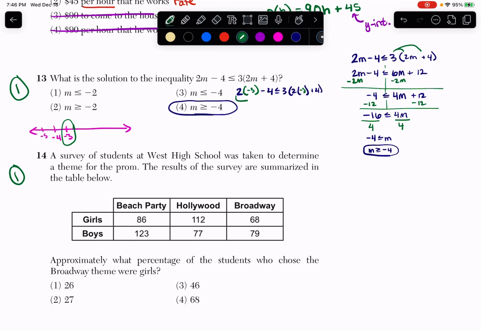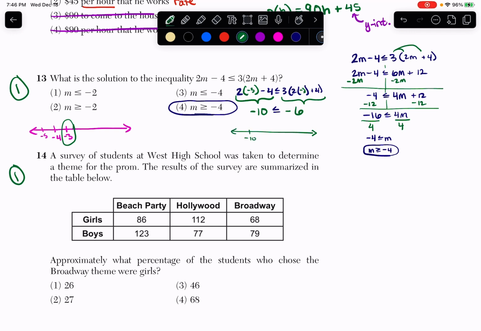So on the left side, if I have 2 times negative 3 minus 4, I'm going to type all that in because I don't trust myself with the negatives. I get negative 10. On the right side, 3 times 2 times negative 3 plus 4 gives me negative 6. Negative 10 is less than negative 6.